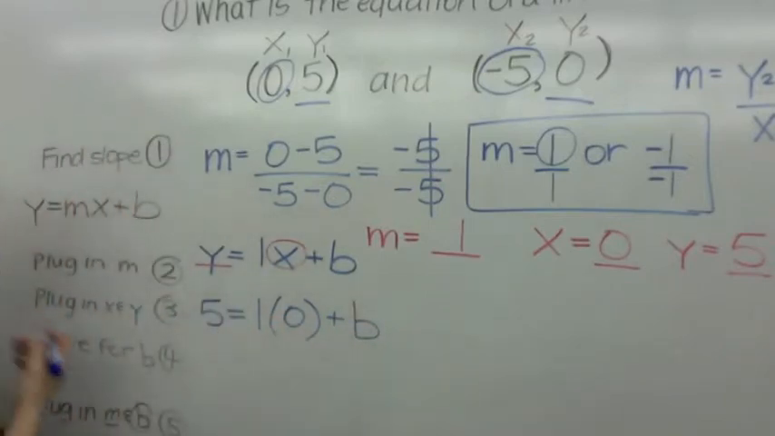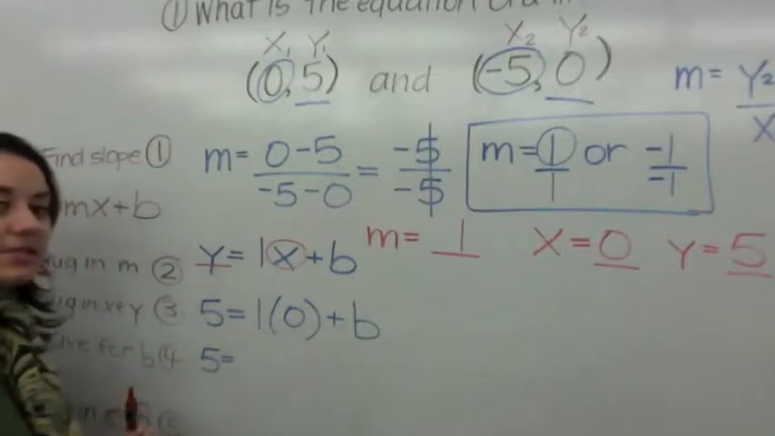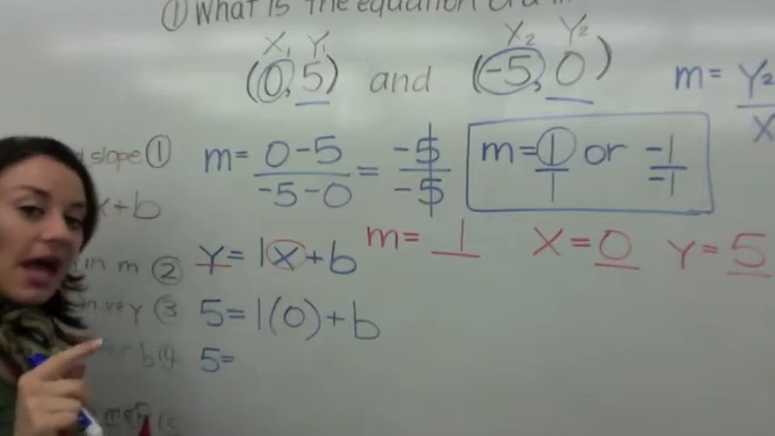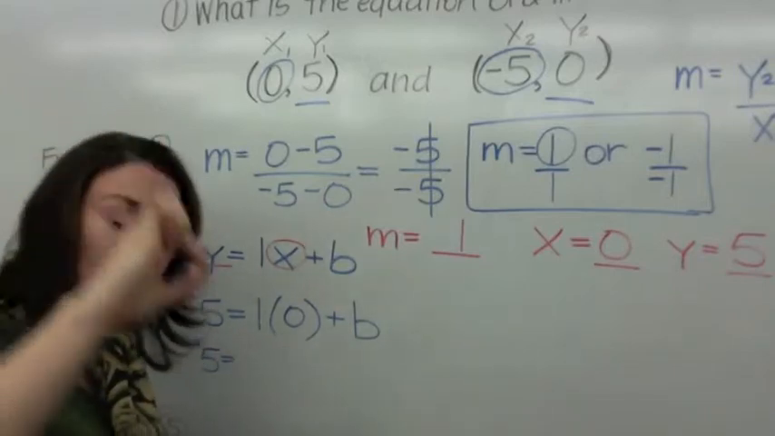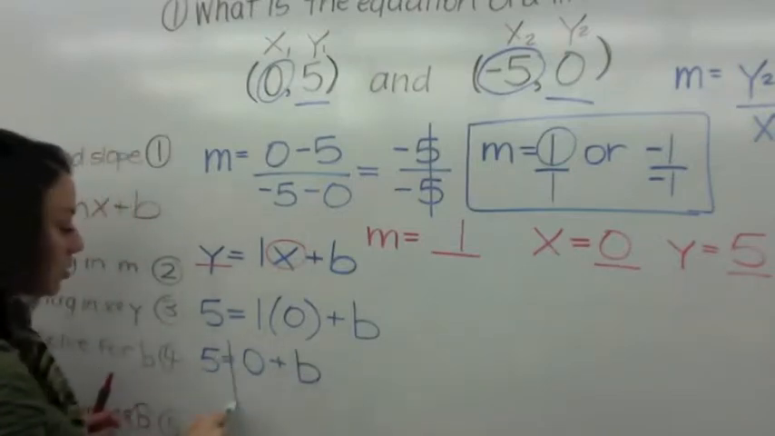Okay. So the next step is step 4, which is solve for b. What is it? Solve for b. Okay, so we say 5 equals, what is 1 times 0? 1 times nothing. Anything times 0 is 0. So we say 0 plus b. Great job. Now we can solve for b.